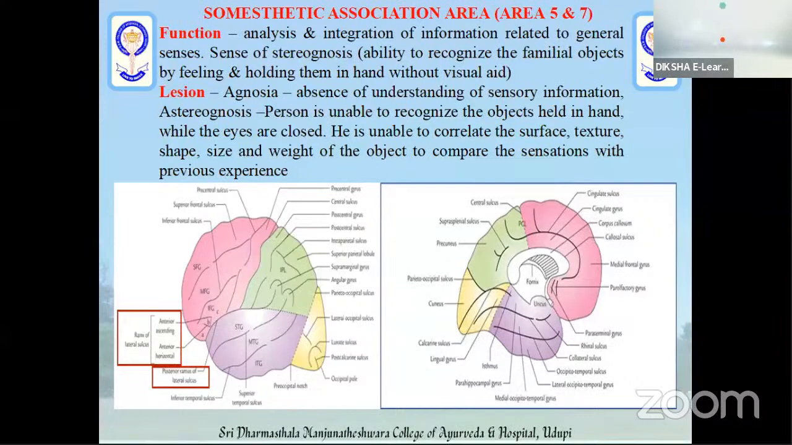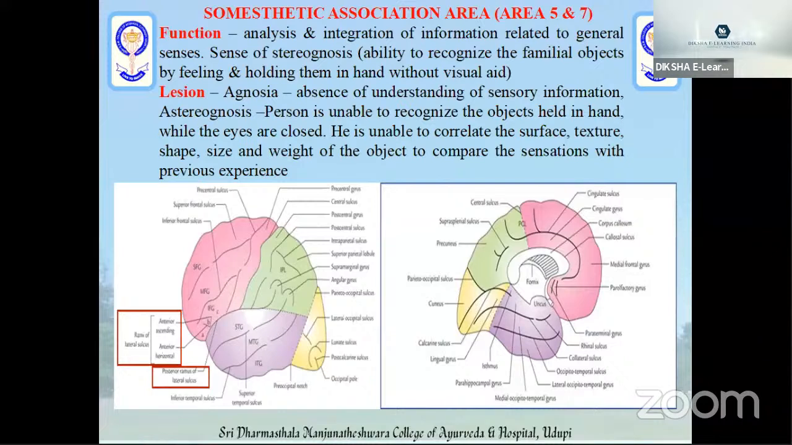And the sense of stereognosis. Stereognosis means the ability to recognize familiar objects by feeling and holding them in the hand without visual aid. For example, if you hold a cube without seeing it, you can feel that it is a cube having 6 surfaces. By perception of the touch sensation, you perceive the cube. That is called stereognosis, and it mainly occurs in the somesthetic association area.